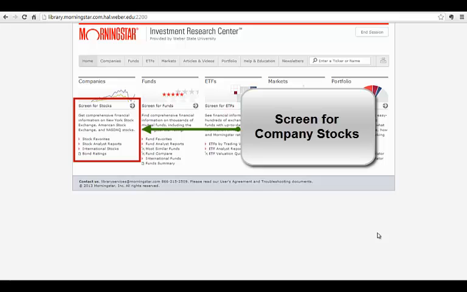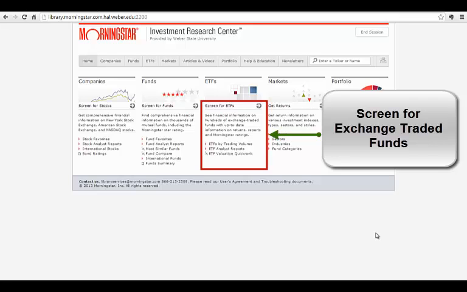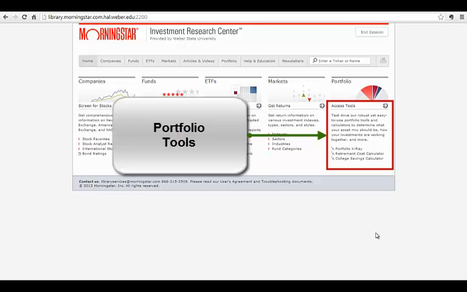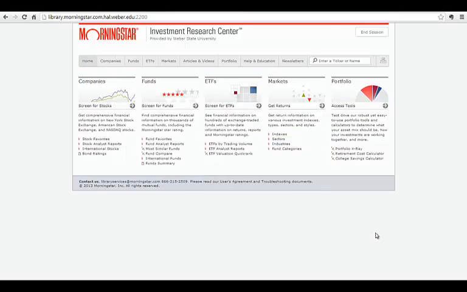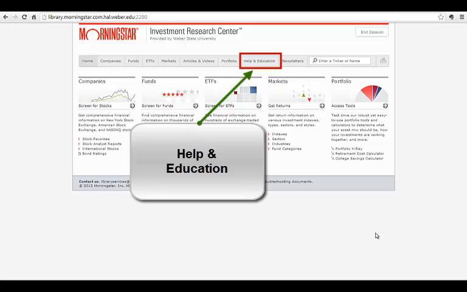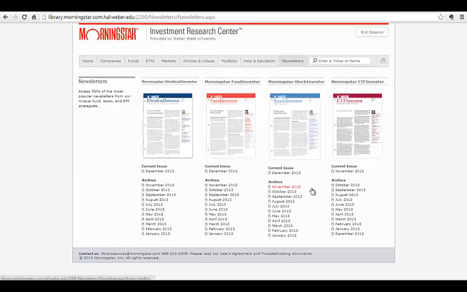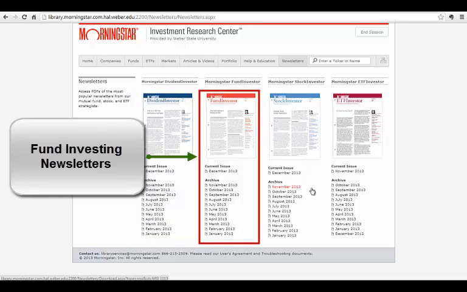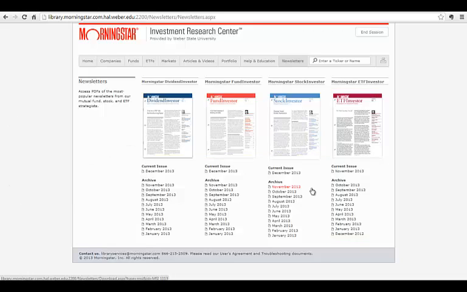You can get company information where you can screen for stocks, you can screen for funds, you can screen for exchange-traded funds, and you can use the portfolio tools. These resources are also available near the top of the page, and in addition you can see some articles and videos related to investing. There is a section for help and education, and then in the newsletters, you can get very helpful newsletters about dividend investing, fund investments, the stock investor, and exchange-traded funds. The purpose of this video will be to focus on finding company information.